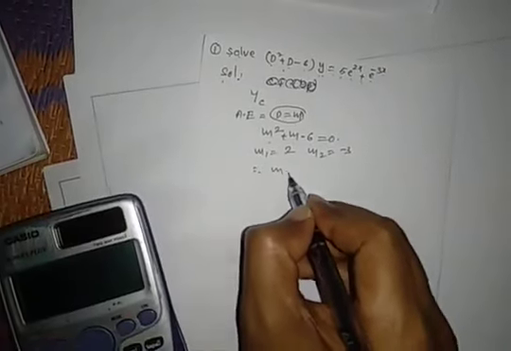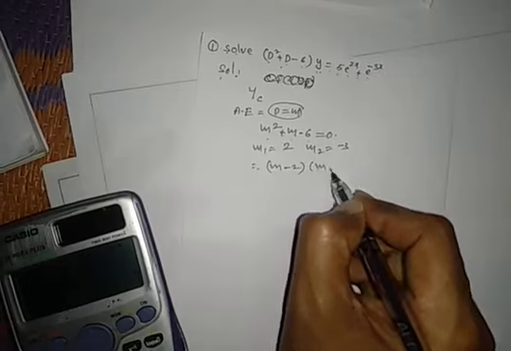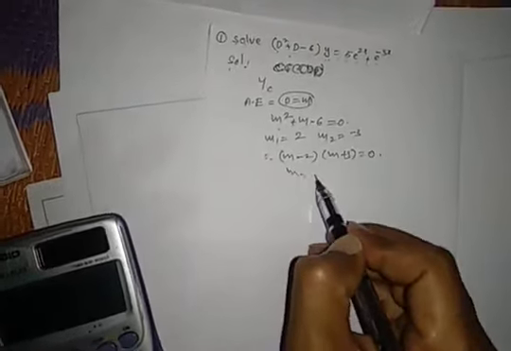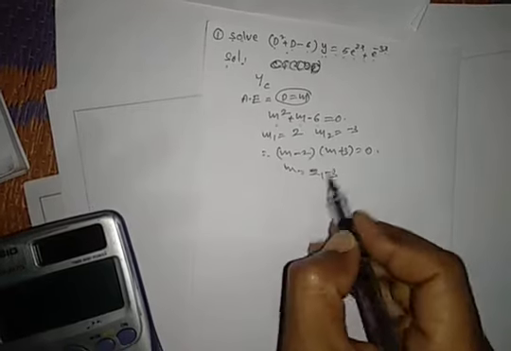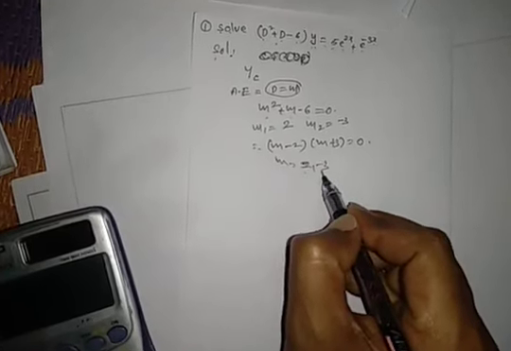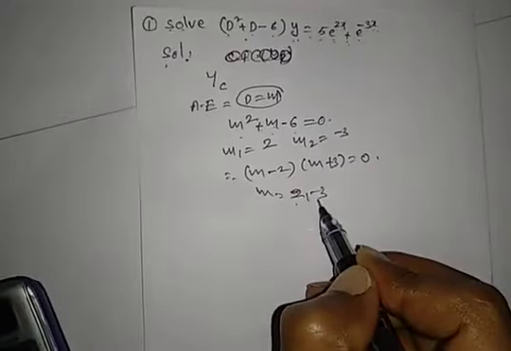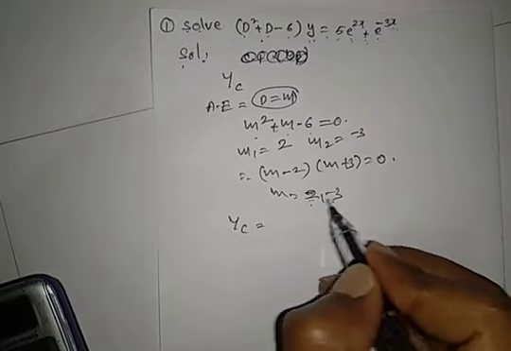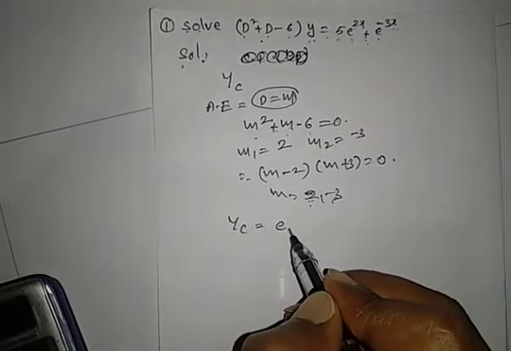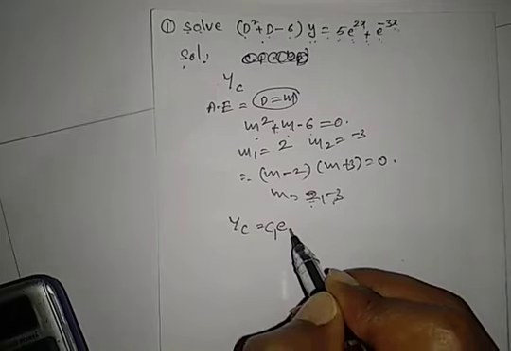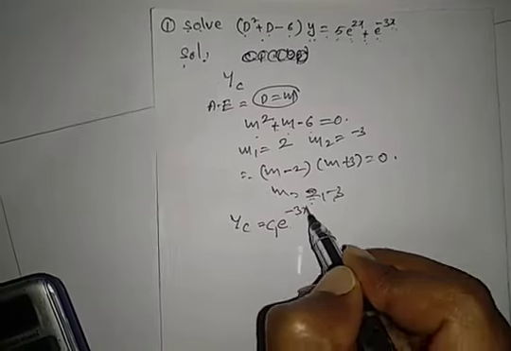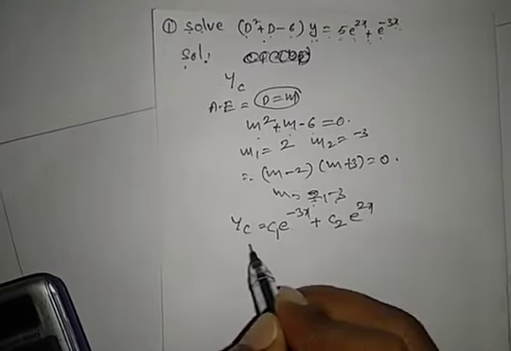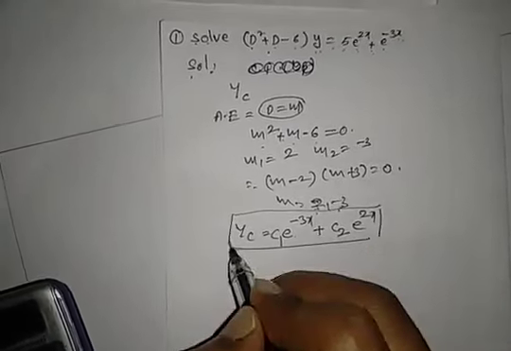Therefore we can write (m minus 2)(m plus 3) is equal to 0. Then m is equal to 2, minus 3. These roots are real and distinct. So write the complementary function yc. Since these are real and distinct, yc is equal to c1 e to the power of minus 3x plus c2 e to the power of 2x. This is the complementary function.